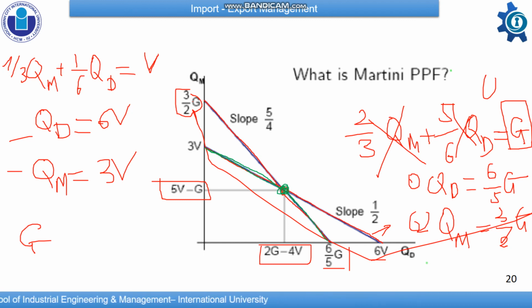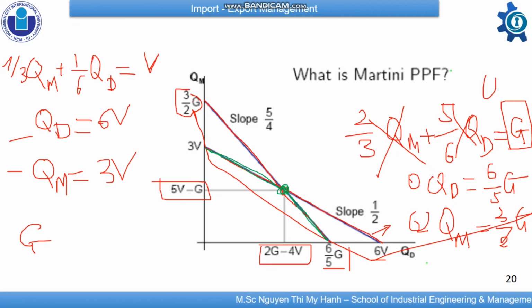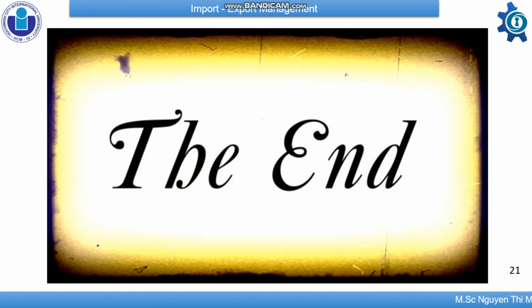Okay, that is quite easy. So far we already learned about the Ricardian model and also the Heckscher-Ohlin model. So please understand the difference between them and how to apply those models in real life. Thank you.